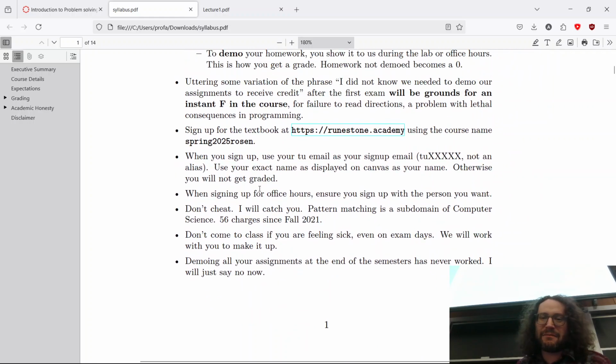Don't cheat, please. I actually have to update this because I still have to submit a charge from last semester. But I will catch you if you cheat, because pattern matching is a subdomain of computer science.